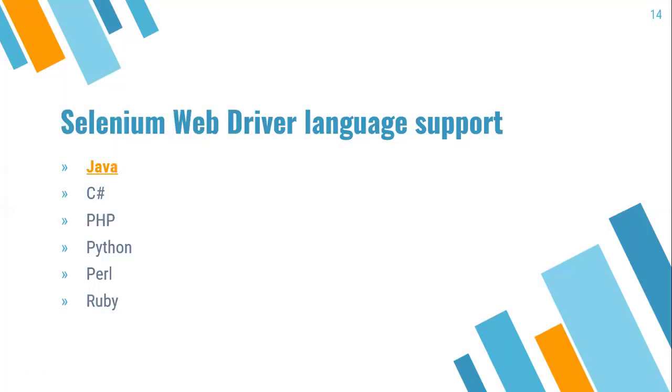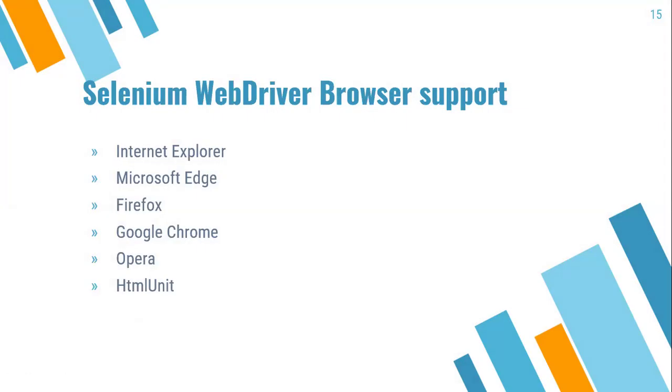Now, I told you, right? So for language support, I told you: Java, C Sharp, Python, PHP, Perl, and Ruby. Whatever the language we have, we can go with that. And which browsers are supported? IE, Microsoft Edge, Firefox. Most organizations use Chrome and Microsoft Edge. Firefox, not many people use now. Internet Explorer is not there. Currently we are not supporting Internet Explorer, so we use Microsoft Edge or Google Chrome.